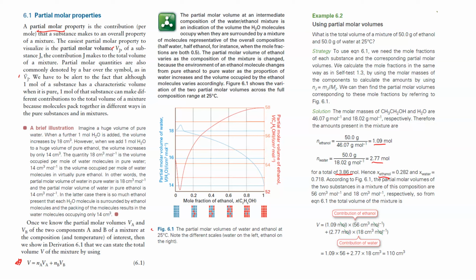So from equation 6.1, the total volume of the mixture is going to be as follows. Volume equals 1.09 moles of ethanol times 56 centimeters cubed per mole of ethanol, plus the 2.77 moles of water times 18 centimeters cubed per mole of water, which will give us a total of 110 centimeters cubed, or 110 milliliters of mixture.